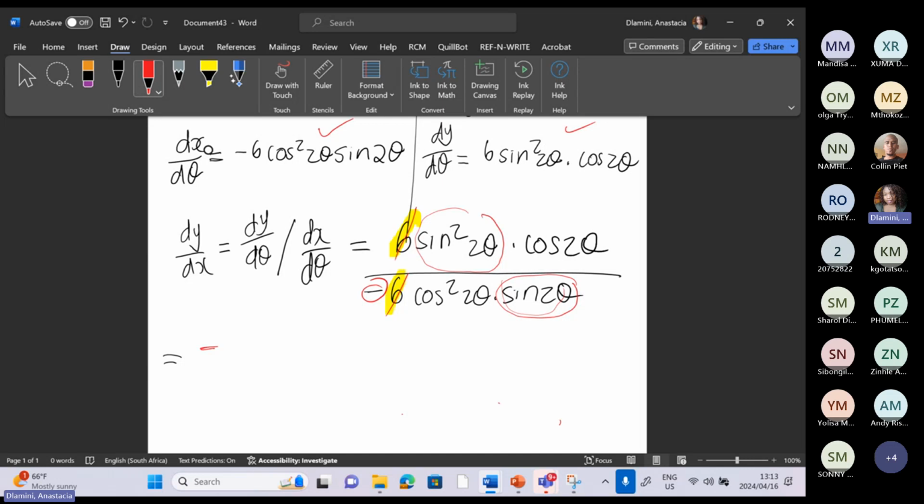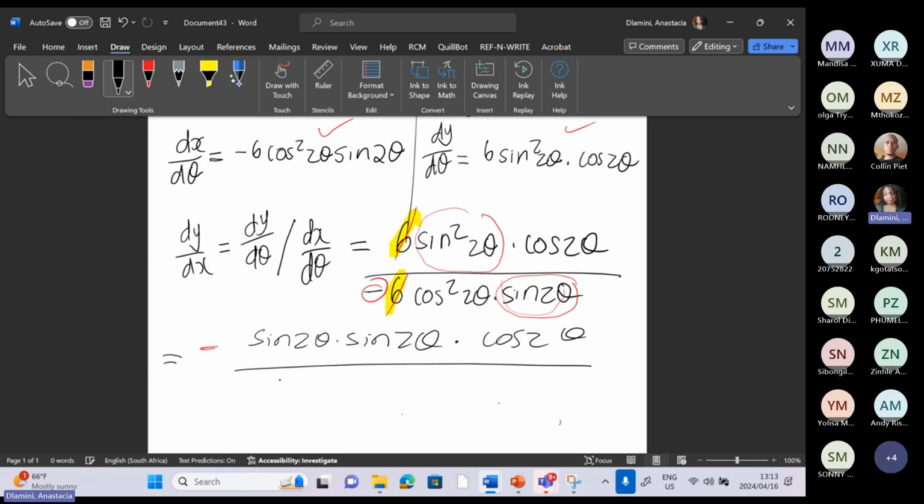Let's go back to our grade something, right? So let's write. Then we have sine 2 theta times sine 2 theta. Do we agree that sine squared 2 theta is the same as sine 2 theta times sine 2 theta? Yes, ma'am. And then here we have cos 2 theta times cos 2 theta times sine 2 theta.